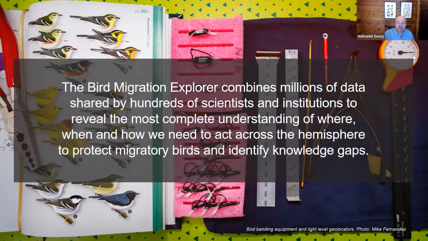So the Bird Migration Explorer combines millions of data points shared by hundreds of scientists and institutions to reveal the most complete understanding of where, when, and how we need to act across the hemisphere to protect migratory birds, and also identify knowledge gaps, to look at some of the species where we don't have very much information and recognize that we need more information about where those birds are and what we need to do to protect them.